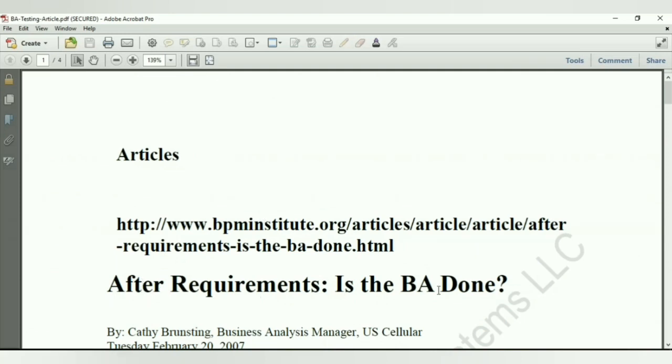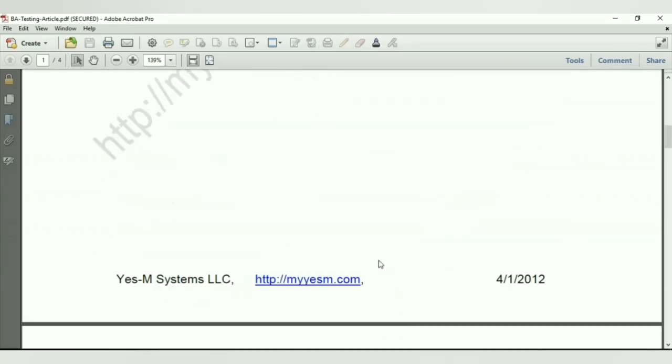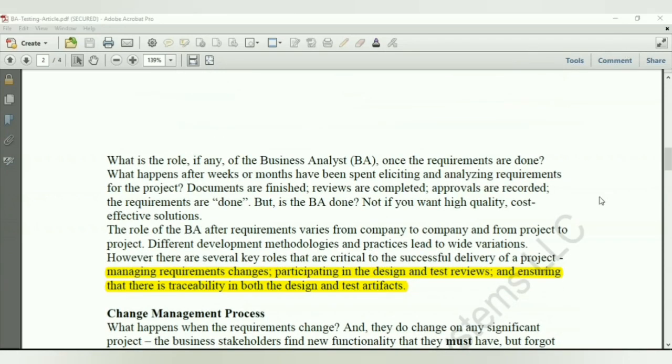After the requirements phase, is the BA's job done? No. This is what I keep repeating. What happens after weeks or months have been spent in gathering? Just a 4-step process, understanding customer requirements. I didn't talk about analysis and all that. Documents are finished, reviews are completed, approvals. Some of these steps I already talked about. Is the BA's job done? No. BA's role after requirements, and even during requirements, can vary from company to company, project to project.